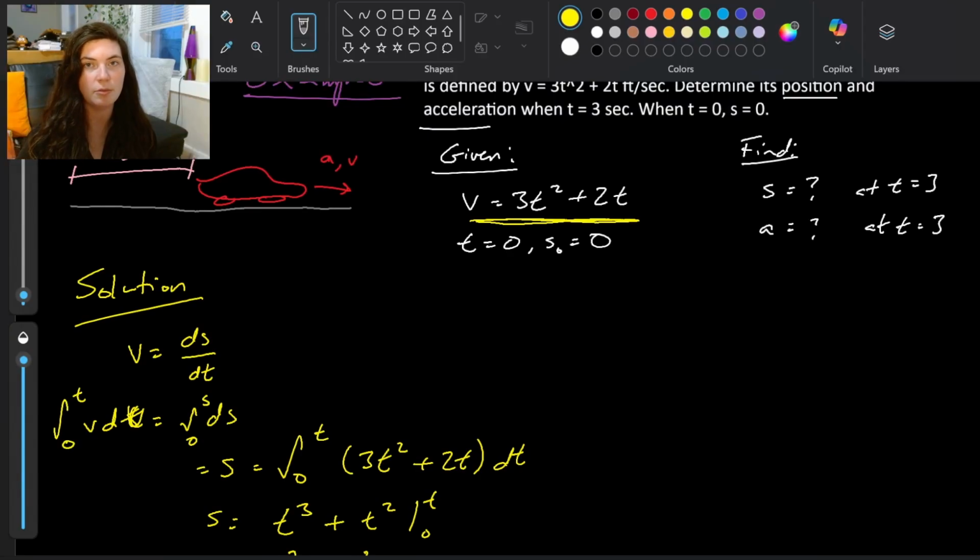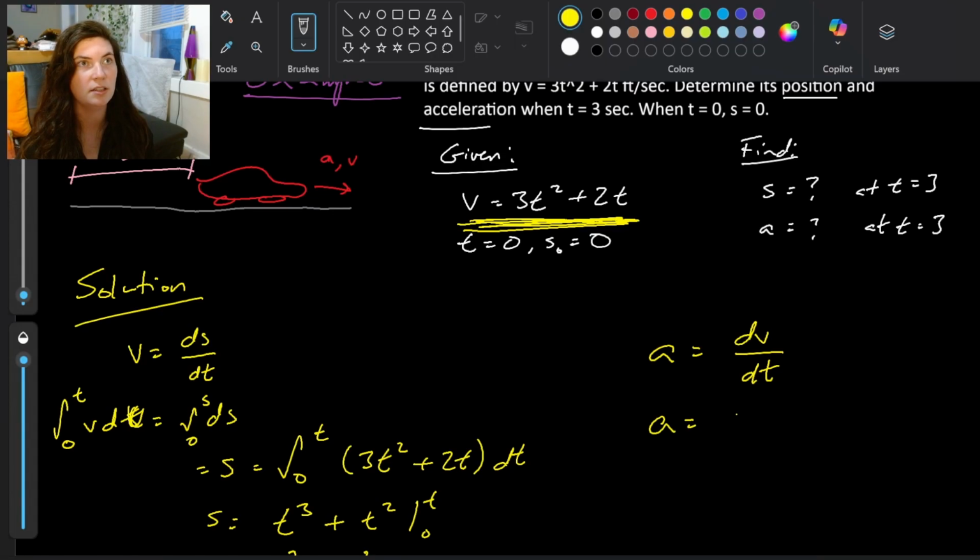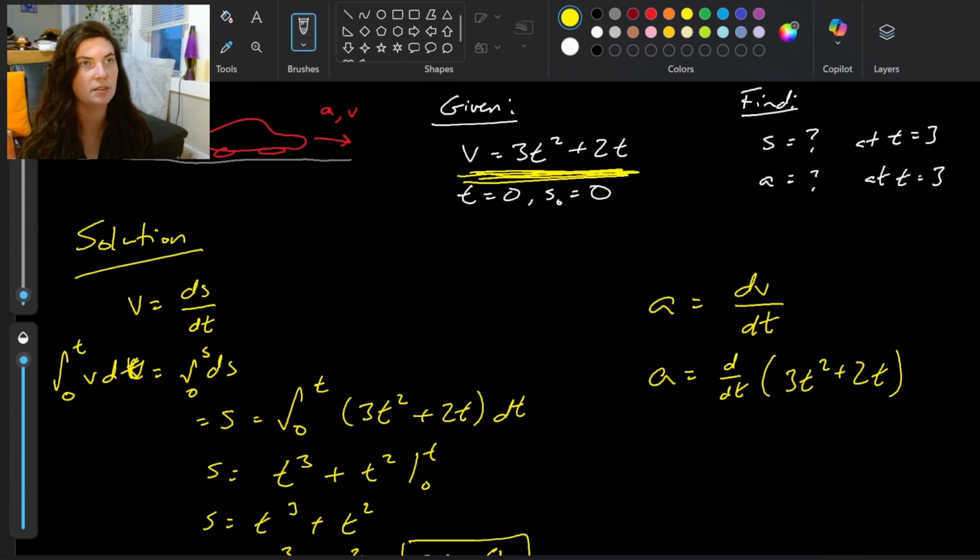And we have a very similar type of relationship with acceleration, right? We know that acceleration is the derivative of velocity with respect to time. So this almost feels probably a little bit easier to us, right? A derivative is usually a little bit easier to take than an integral. So all we're doing is taking the derivative of that velocity function that we were given with respect to time. So derivative with respect to time of the v function, 3t squared plus 2t. So the derivative of that is going to be, if we bring the 2 down, 6t plus 2.